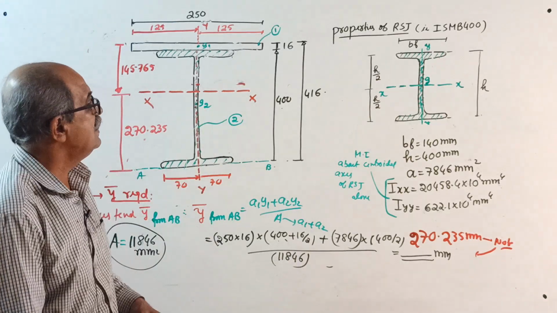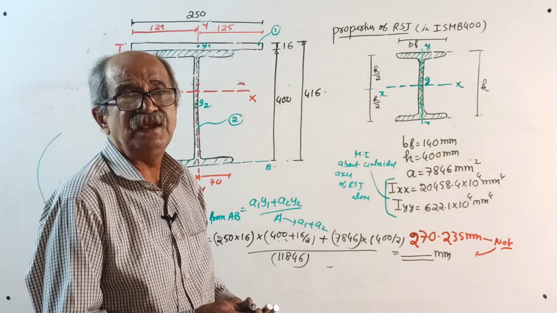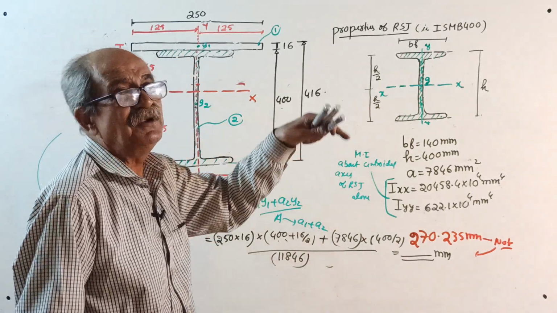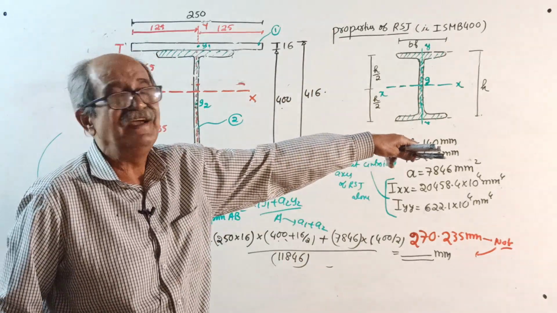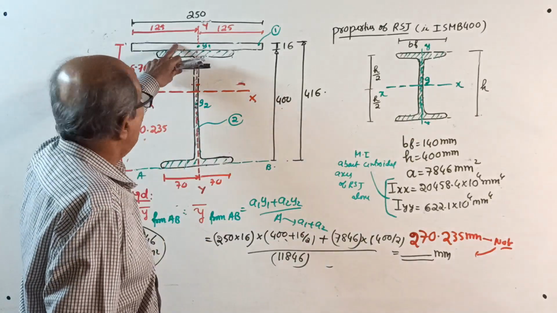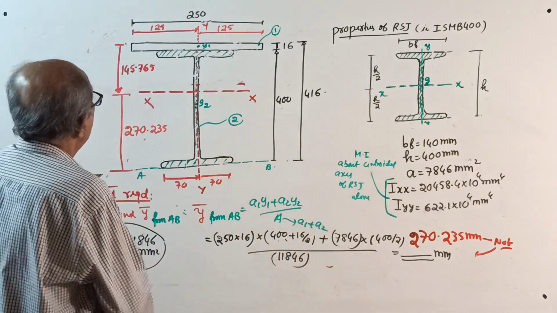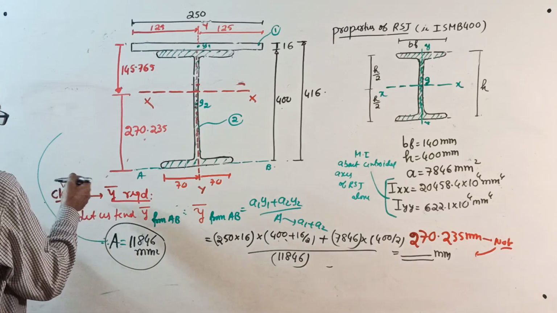Actually, I made a note somewhere there. I got 145.765. I was wondering how it is 270, because I calculated from the top edge. I found from the top edge 145.765. Correct. Okay, now it is fully over. Next step. See, the next step is very important.